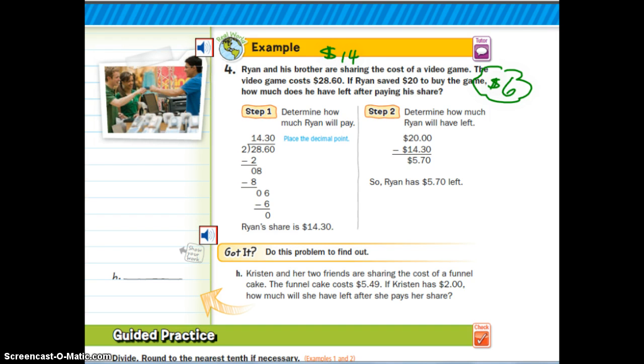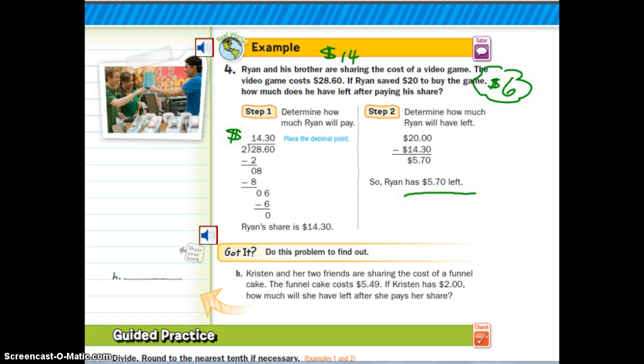So in this case, 2 goes into 28.60 $14.30. So each person's going to pay $14.30. He has a $20 bill. Subtract the $14.30 out of it, and you get $5.70. We guessed 6. Again, very close to our estimate.